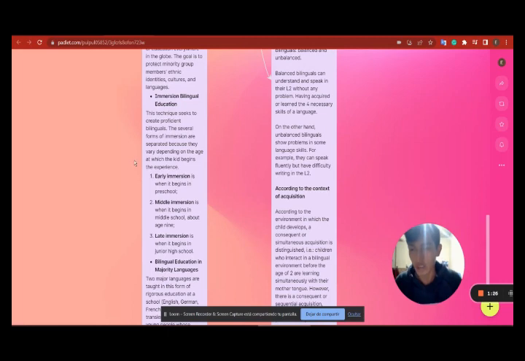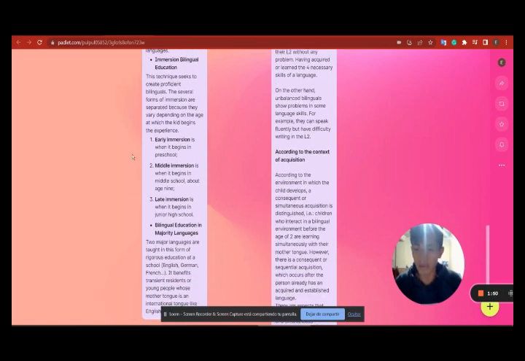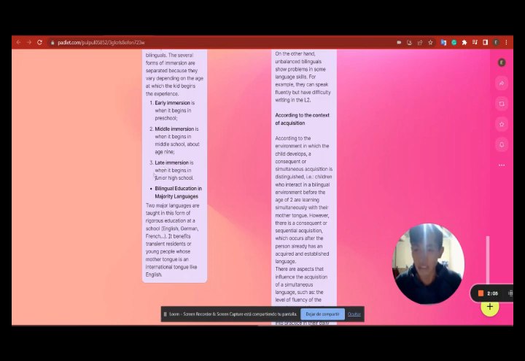Immersion bilingual education, in this technique, seeks to create proficient bilinguals. The several forms of immersion are separate because they vary depending on the age at which the kid begins the experience. Here we have three examples. Early immersion is when it begins in preschool. Middle immersion is when it begins in middle school, about age 9, and late immersion is when it begins in junior high school.